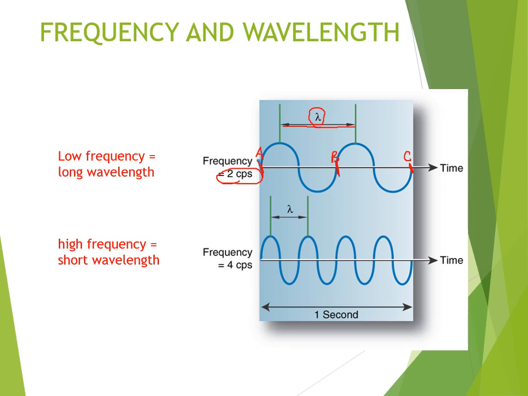And then in the second example, we have a total of 4 cycles going across in this 1 second, but our wavelength is now shorter. So when we have a lower frequency, we have a longer wavelength, and when we have a higher frequency, we have a shorter wavelength.